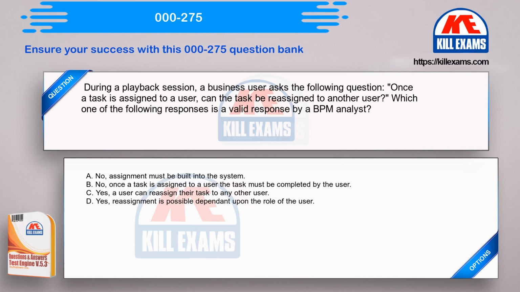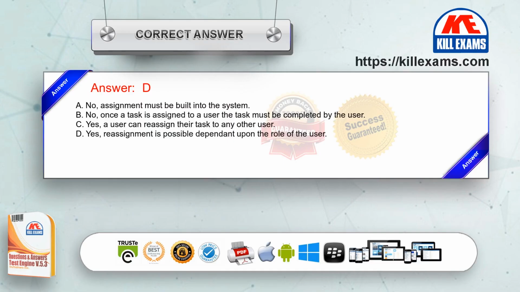Option A. No, assignment must be built into the system. Option B. No, once a task is assigned to a user, the task must be completed by the user. Option C. Yes, a user can reassign their task to any other user. Option D. Yes, reassignment is possible dependent upon the role of the user. The correct answer is option D.